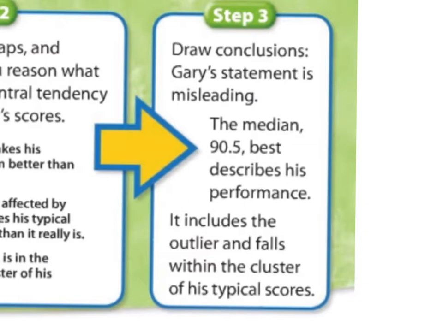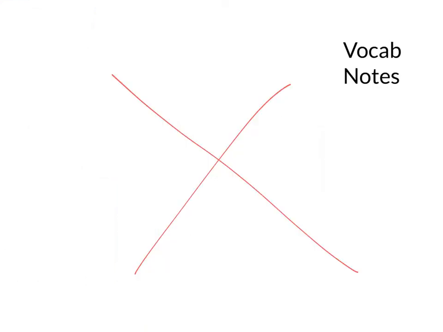With the first clue word of blue, and there will be two of them, it includes the outlier and falls within the cluster of his typical scores. You do not have vocab notes today?